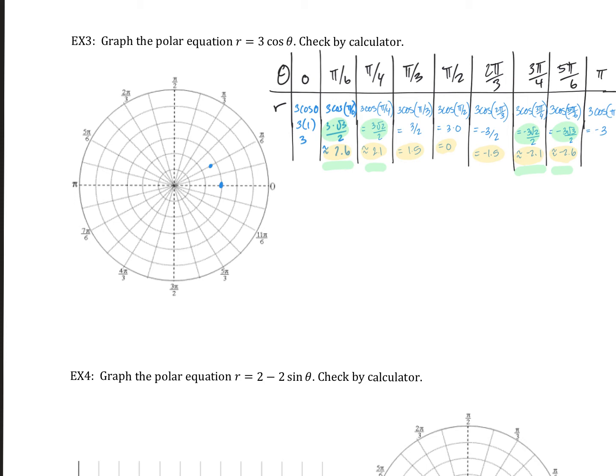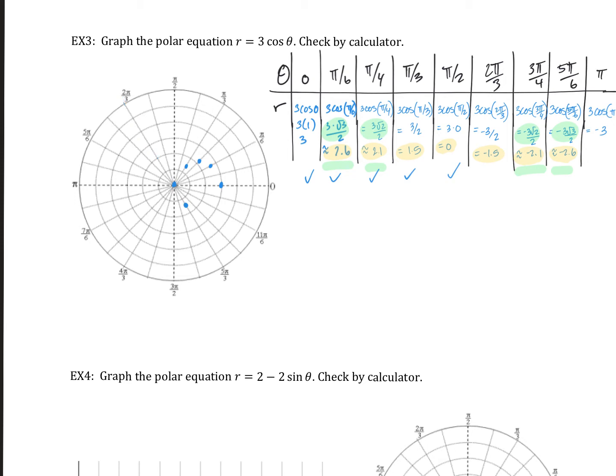Okay, so plotting these points, what would we get? Well, we already did the first two. So now the second one, we would have pi over 4, 2.1. So about there for pi over 4. Next, for pi over 3, we have about 1.5. So 1.5 right there. And then for pi over 2, we have 0. Right there for pi over 2. And then for 2 pi over 3, we're going to be at negative 1.5. Well, 2 pi over 3 is here, but we're going to go back 1.5. So we'll actually go in this direction, 1.5.